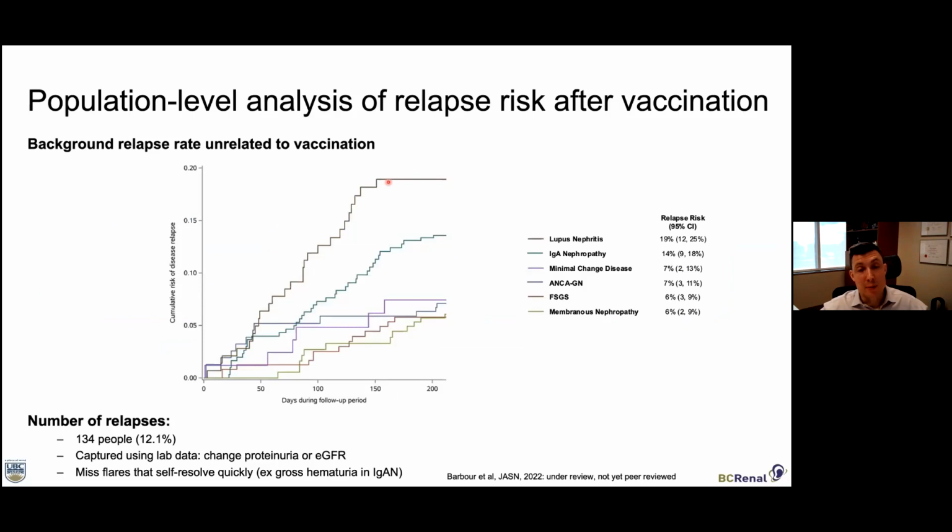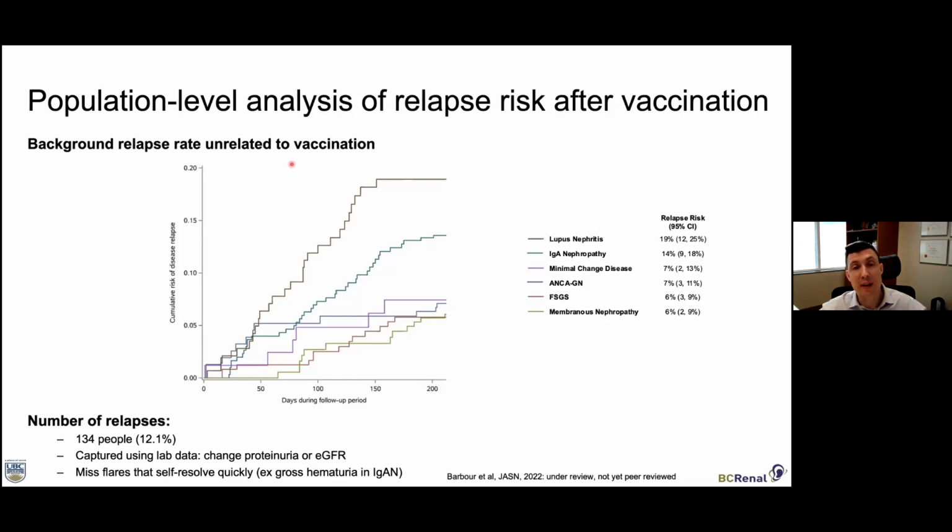We identified relapses based on lab data. So this was based on changes in GFR or changes in proteinuria. The first thing you will note is that this will probably miss disease flares that might be, for example, asymptomatic gross hematuria that occurs after a vaccine, if that just goes away on its own within a few days and no one ever goes and gets blood work done. So it may miss these more mild flares that resolve on their own.